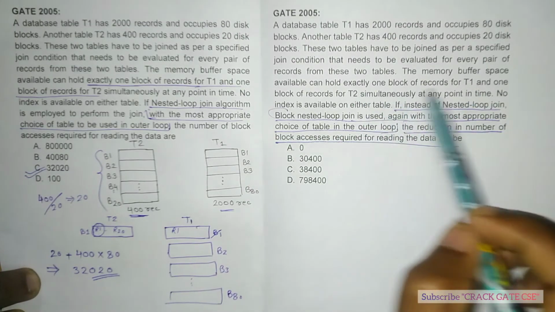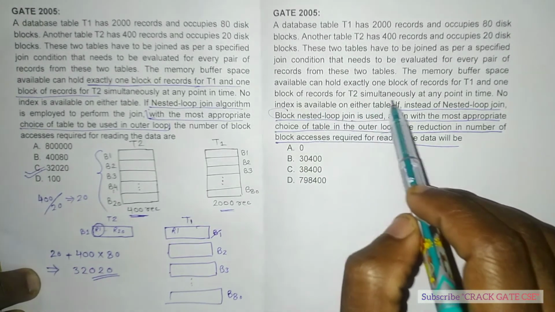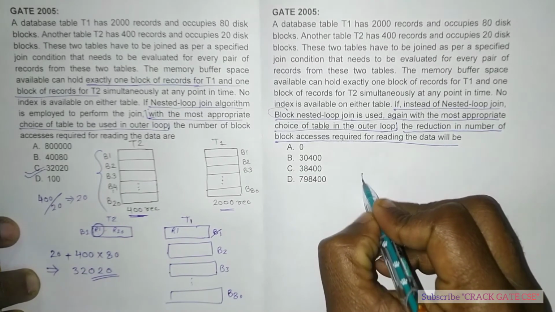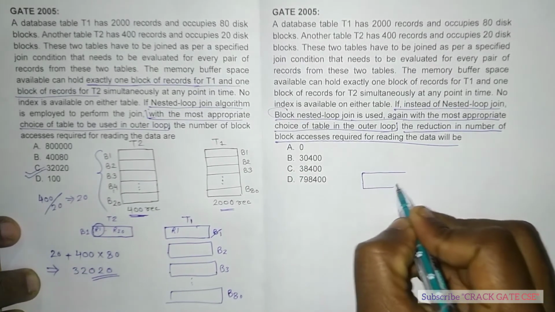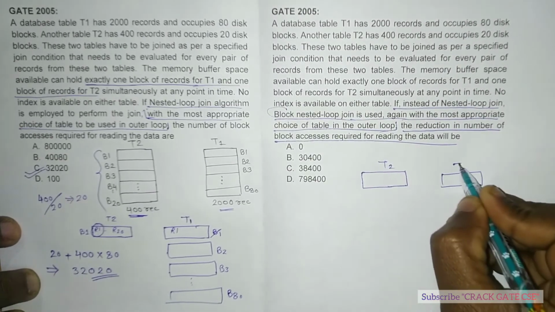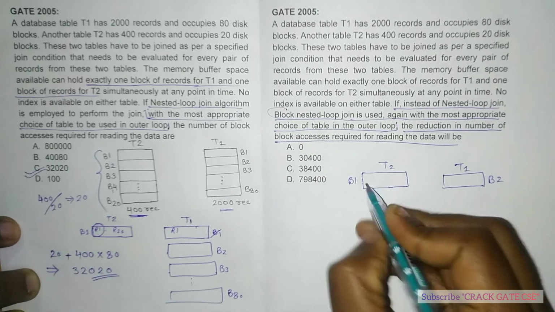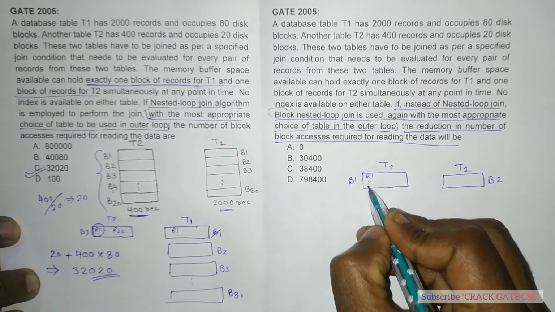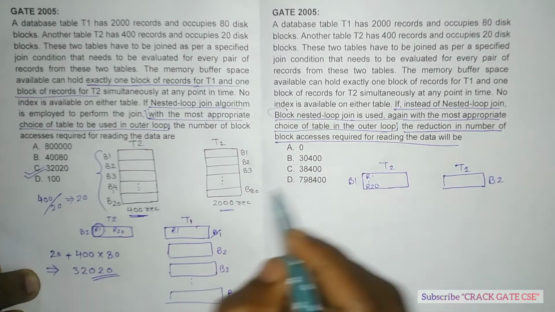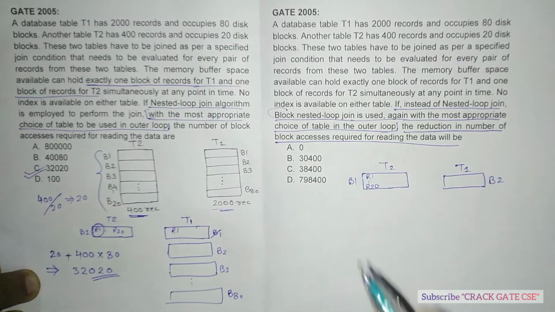So here also we are having the same condition that exactly one block of T1 and one block of T2 can be in the memory at one instance of time. So again I am taking one block of T2 because T2 is our outer table and T1 is our inner table. Again this is block 1, there is block 2. So here you will be having R1 up to R20, and here what will be the block factor? Just divide this 2000 by 80, right? And you will be getting the block factor.